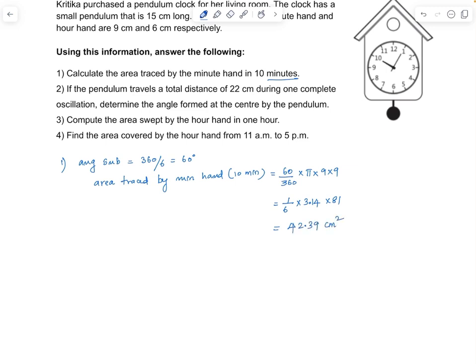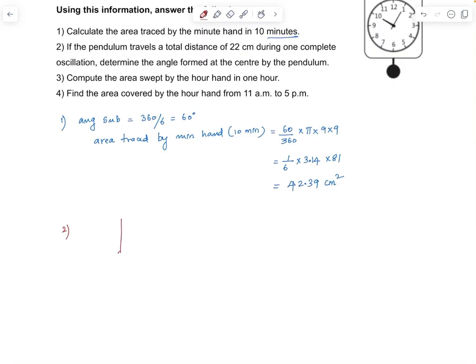Question 2. If the pendulum travels a total distance of 22 centimeter during one complete oscillation, determine the angle formed at the center of the pendulum. Let's assume this is the pendulum. One full oscillation means from the initial position it moves to the left and then to the right. It travels to the same distance on the right and then comes back to the original position. So now this distance traveled is 22.